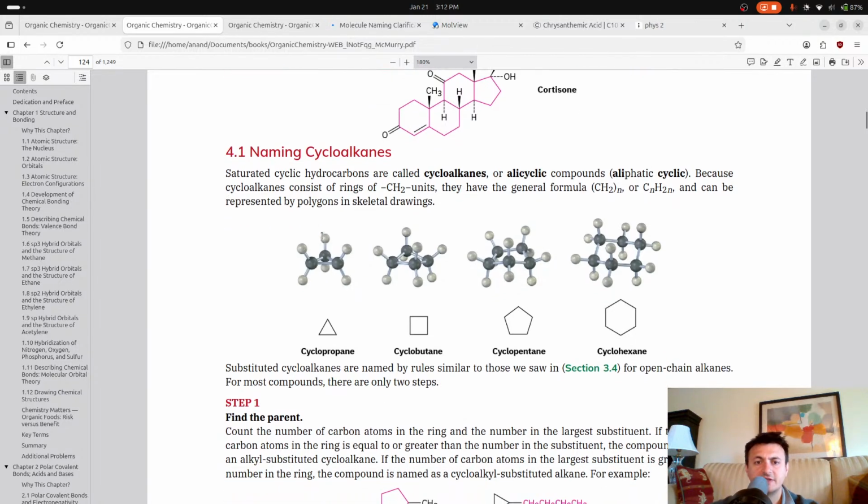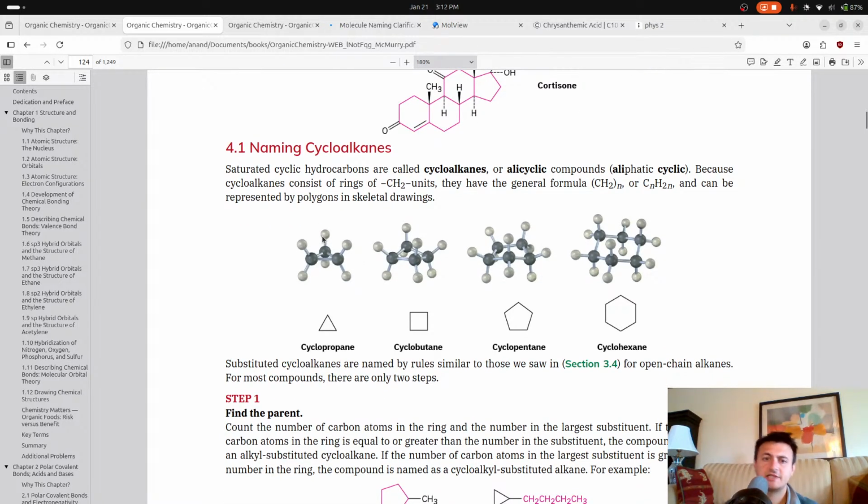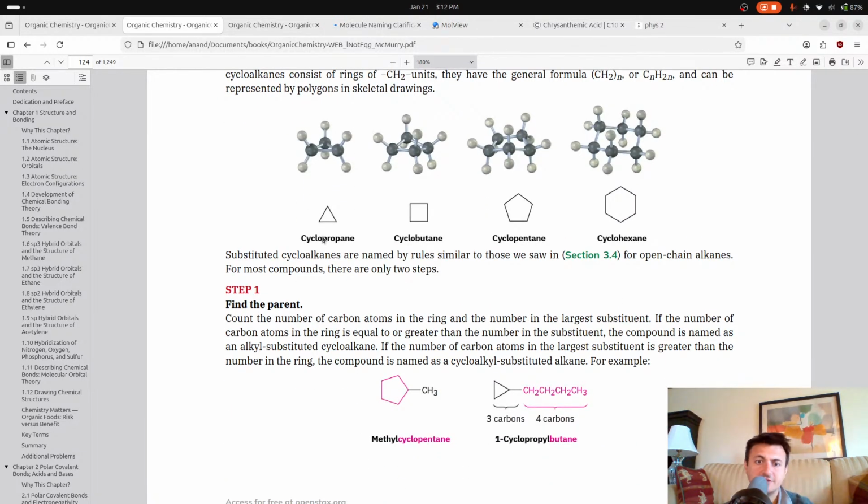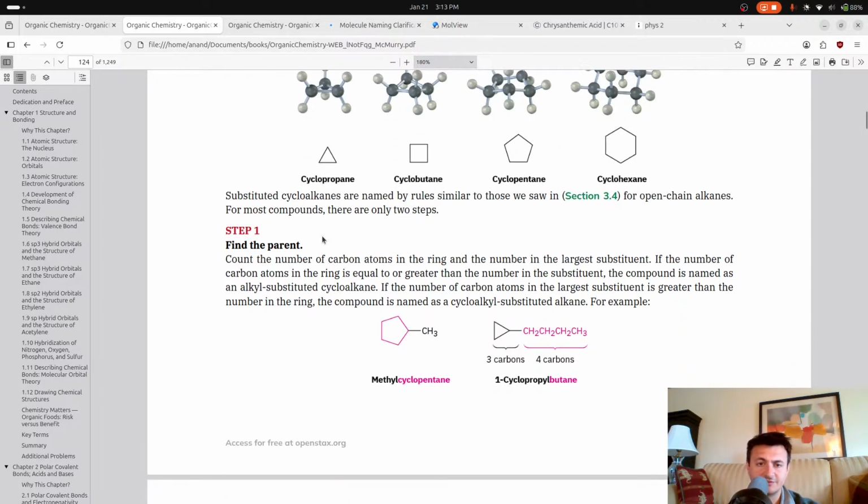Okay, naming cycloalkanes. Saturated cyclic hydrocarbons are called cycloalkanes. Because cycloalkanes consist of rings of CH2 units, they have the general formula (CH2)n or CnH2n and can be represented by polygons in skeletal drawings. Substituted cycloalkanes are named by rules similar to what we saw in section 3.4 for open chain alkanes. For most compounds, there are only 2 steps.